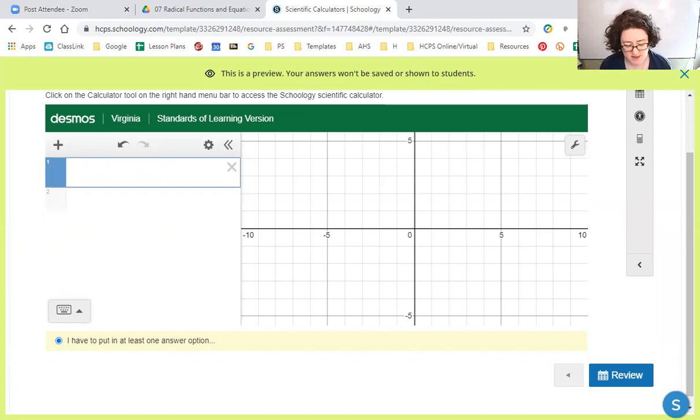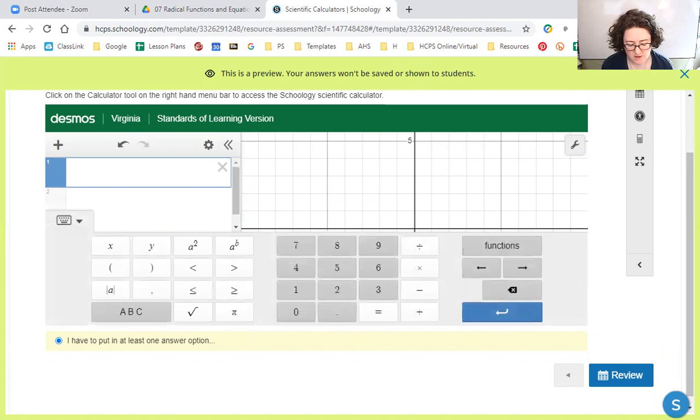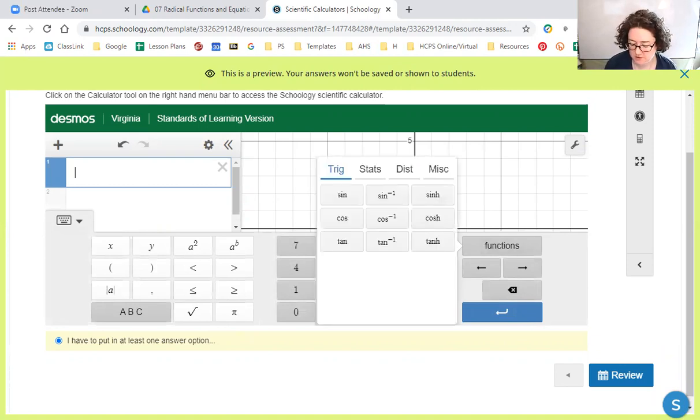So if you hit this little keyboard button, and you can do this if you're on a touchscreen computer or a tablet as well, you need to go into the functions section. That big button on the right, functions, and the very first one on there is trig. If you need to, you can type in your sine, cosine, tangent functions right from here. But notice that second column has sine to the -1, cosine to the -1, tangent to the -1. Anytime you're solving for an angle, this is what you want to use.